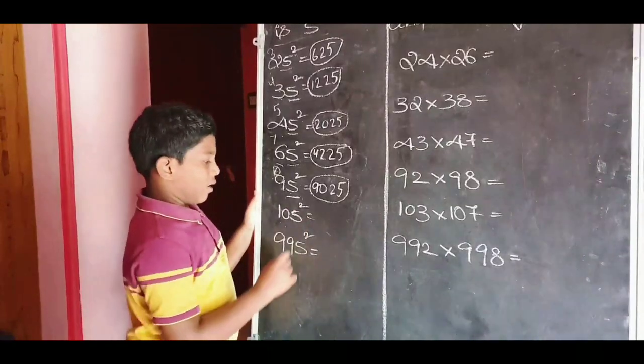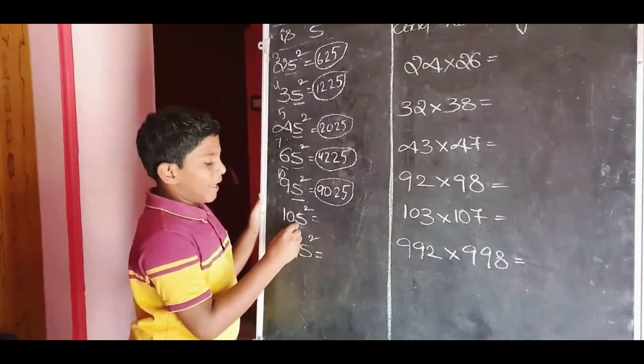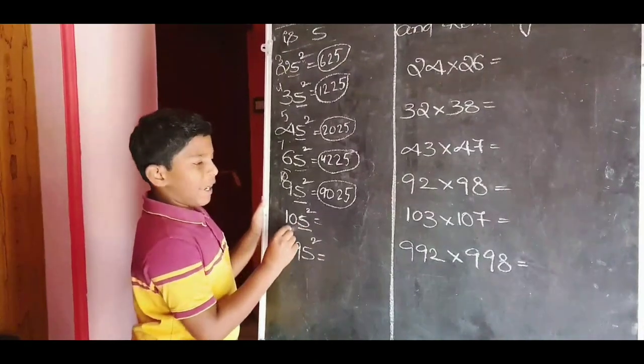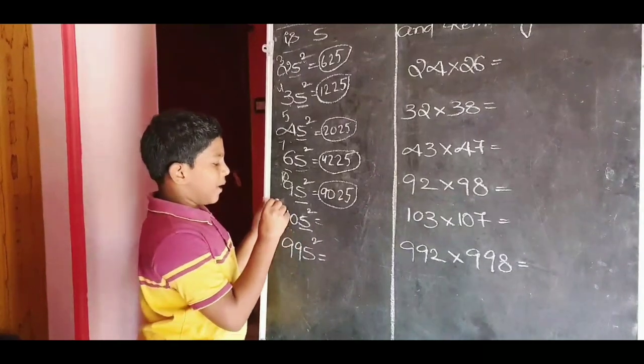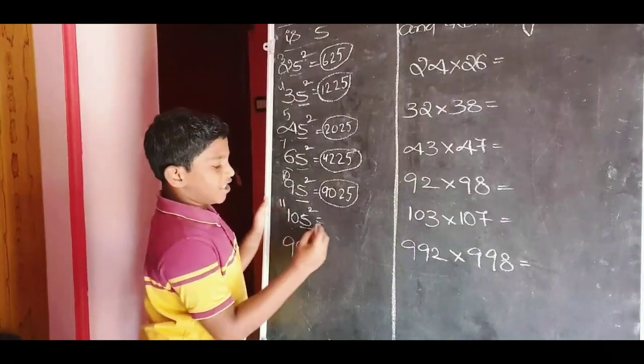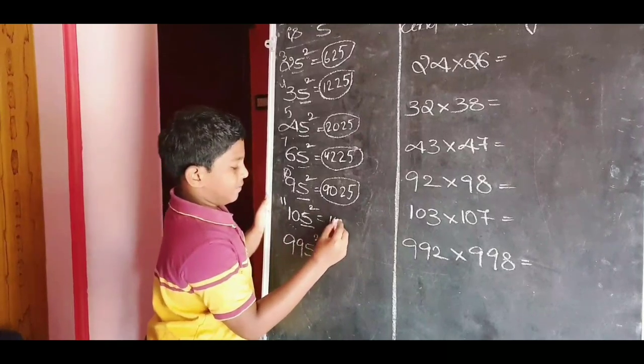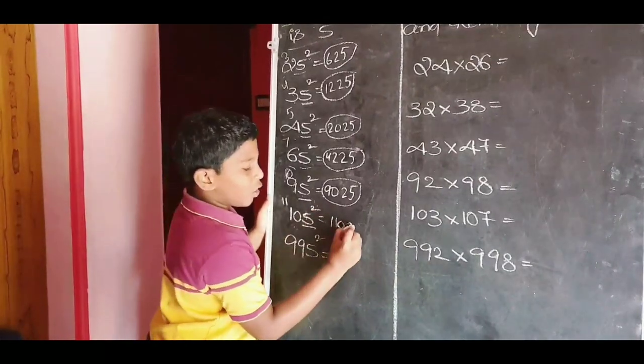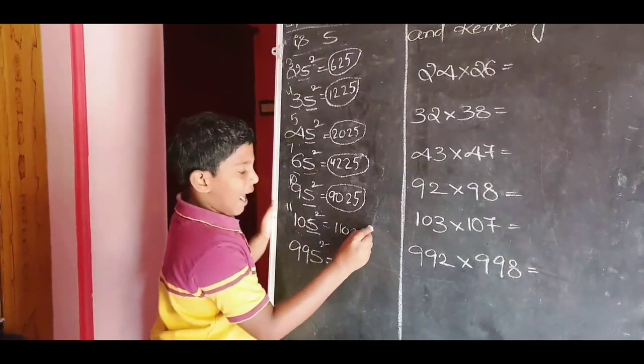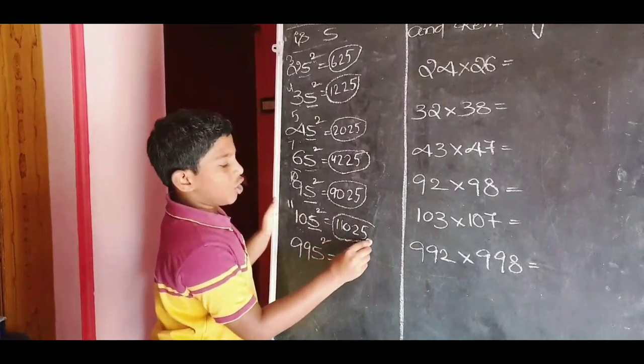105 square. If the unit place is 5, remaining 10. Next number 11. 10 11s are 110. 5 square 25. The answer is 11025.